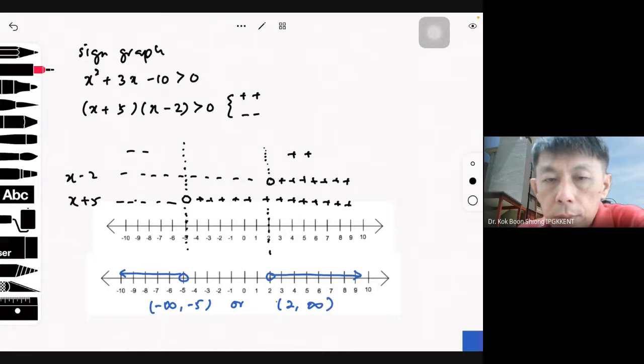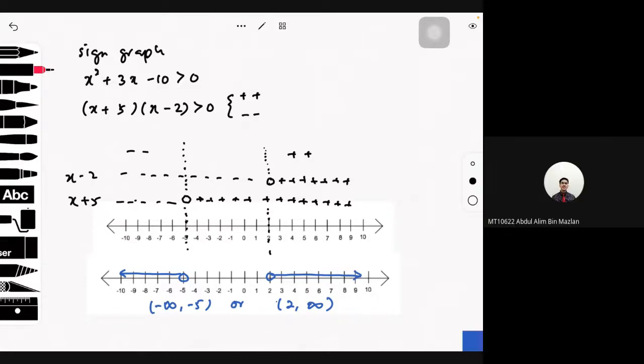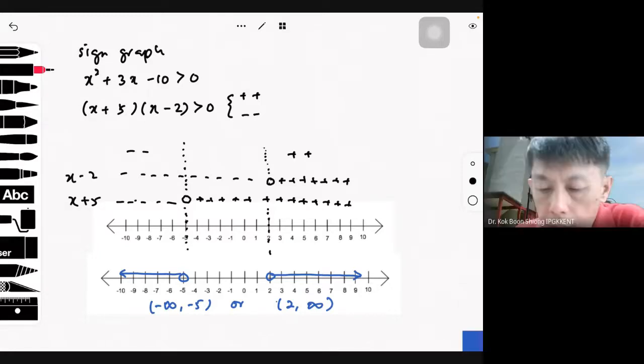Any questions? If no questions, can I move to the next example? No, doctor, no question. Okay.